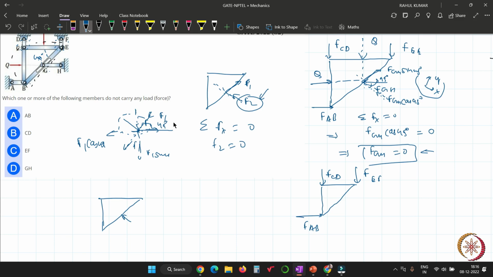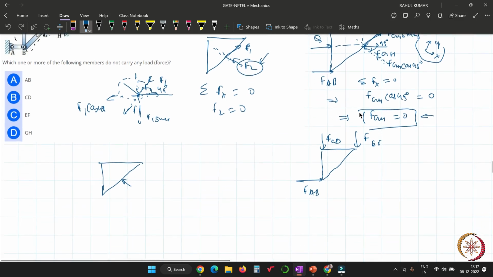Okay, sir. But what if we are able to resolve these forces into two components, so that these Q forces are there? We have these Q forces, FAB, FGF, no, sir? Yeah. First, I will try to convince you that FGH will be 0.